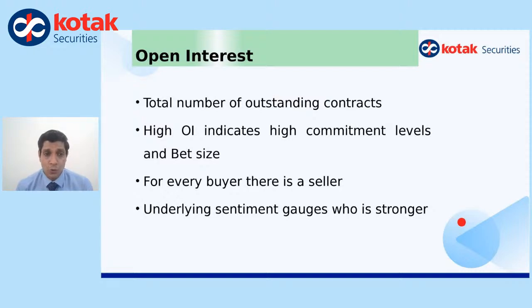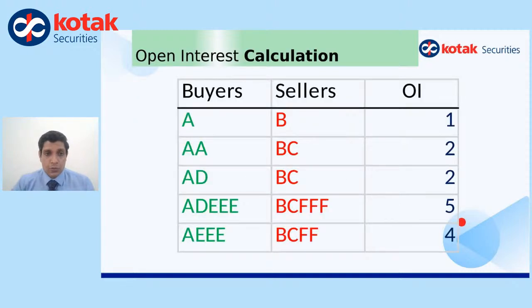So when it comes to open interest, since all the contracts are open contracts, for every buyer, there will always be a seller. So as I told you, for every buyer, there's a seller. So if, for example, in this scenario, buyer A has a seller B. So it does not become two contracts, but it is one.